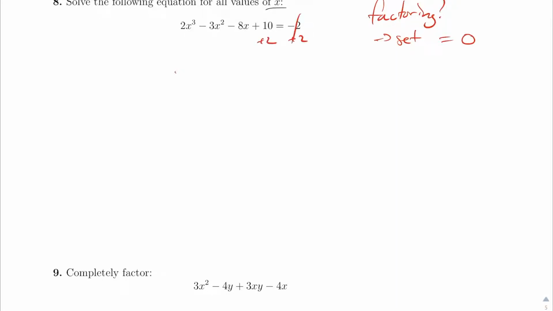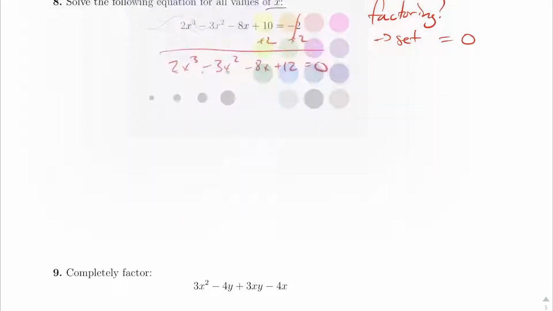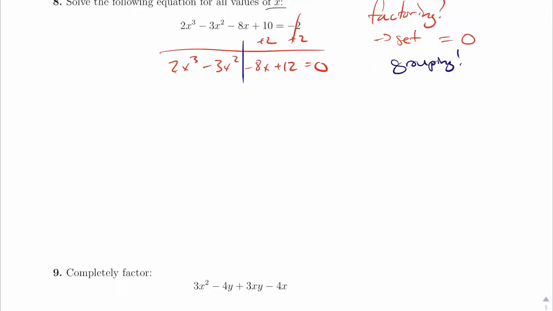We add 2 on both sides. That gives us 2x cubed minus 3x squared minus 8x plus 12 equals 0. And now when we factor this, we're trying to think, what method do we need? Well, I see 4 terms, so I'm thinking grouping. Let's see if that works.